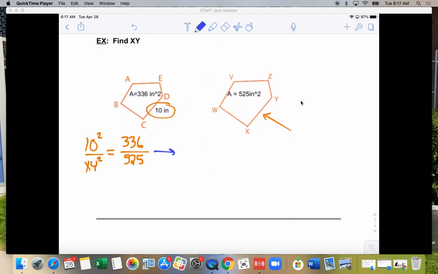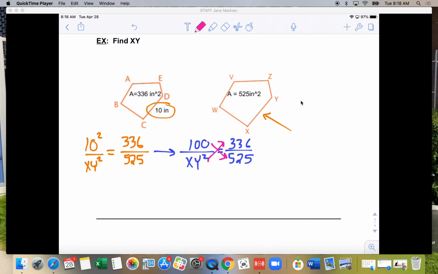I'm going to go ahead and clean this up a bit, and I'm going to go 100 over XY squared. That gives me 336 over 525. Again, all I did was take 10 squared. Now what I'm going to do is I'm going to do my cross products.